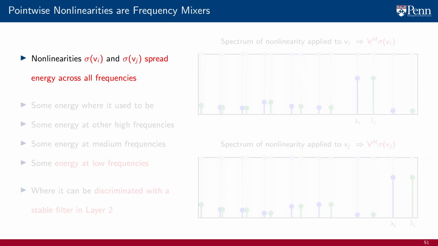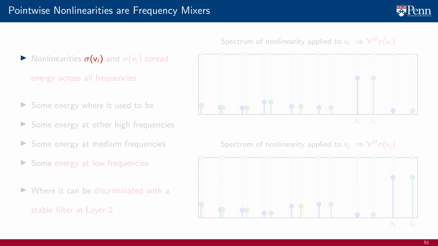The filter is stable, but it does not discriminate between Vi and Vj. Here is where the nonlinearity and deeper layers come into the picture. When we apply the nonlinearity to the output of the filter, we obtain spectral profiles for sigma of Vi and sigma of Vj that spread energy across all frequencies.